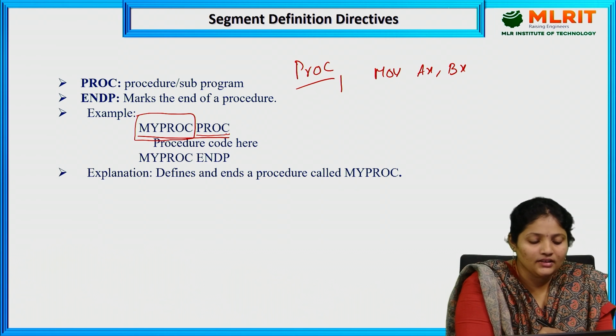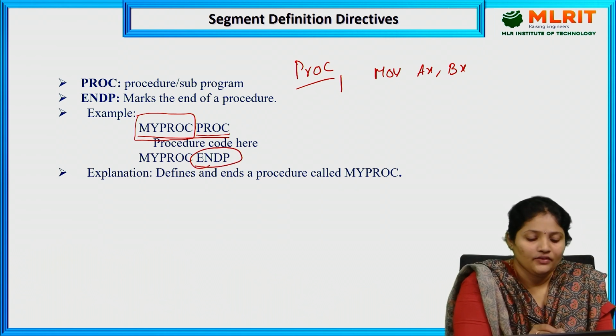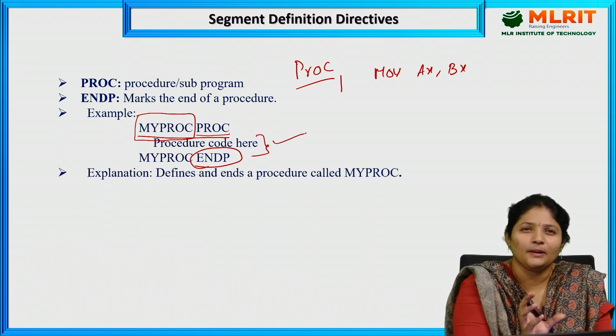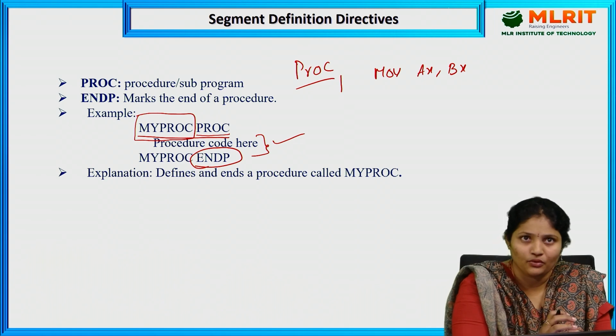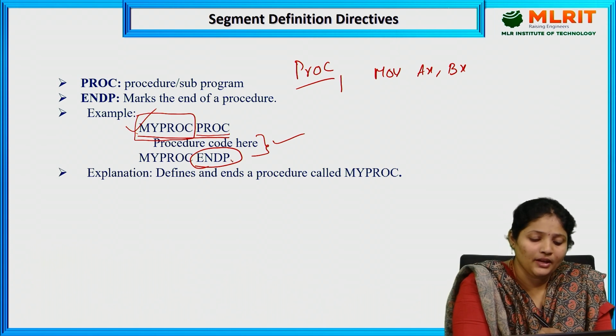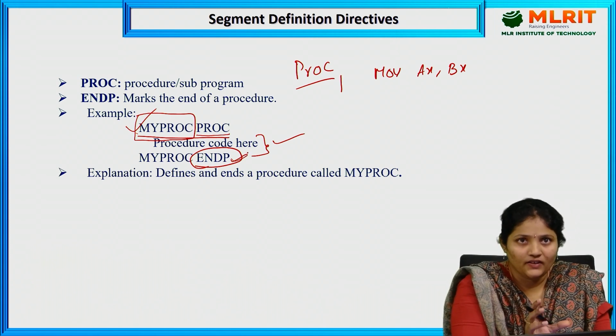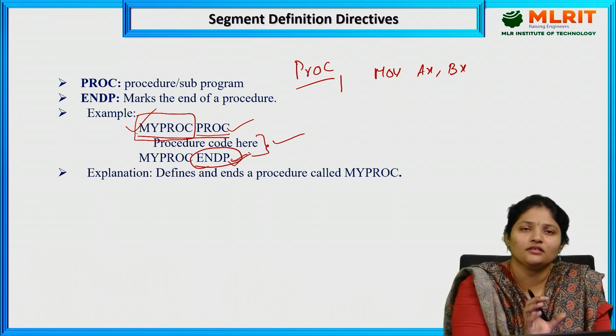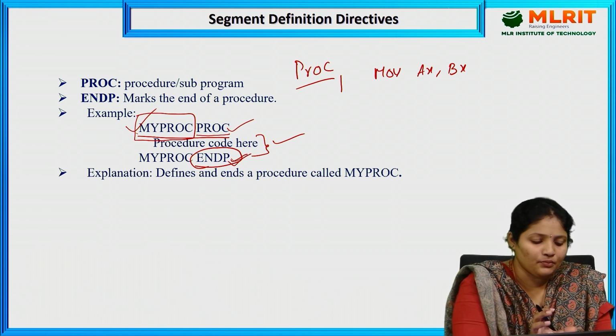So under this procedure, until end procedure, the lines between them will be under the subprogram. If we want to use this subprogram in a particular main program, we can call this procedure by using the title of that procedure. Until ENDP is found, the lines between these two, the start of the PROC procedure and the end procedure, are considered as the subprogram.